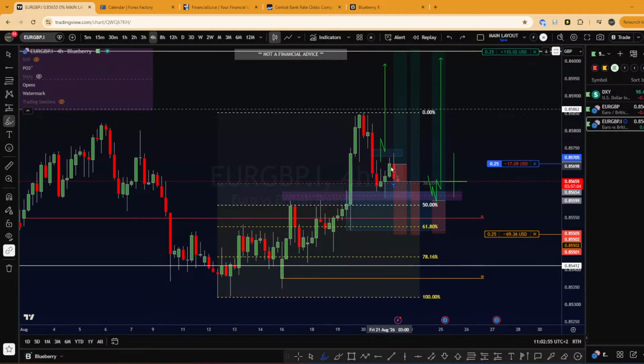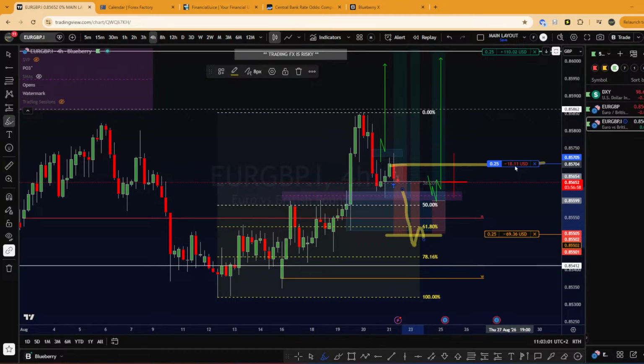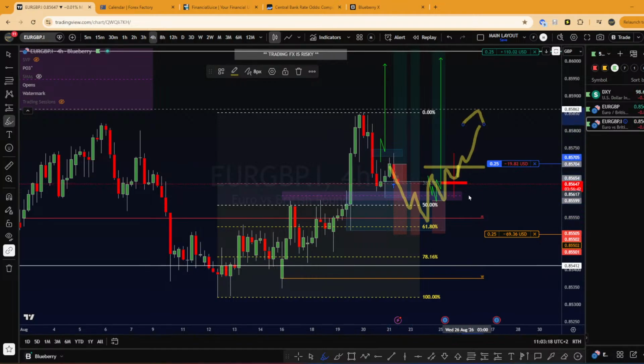So I already put first entry here, stop here. If I get stopped out, it's okay. I calculated my risk. I accept to lose this. But if price gives me a confirmation rejection, I will add another position. Okay, that's how I trade simply.